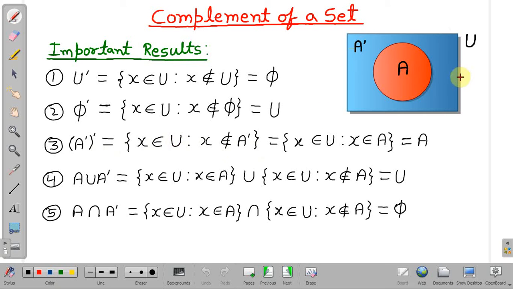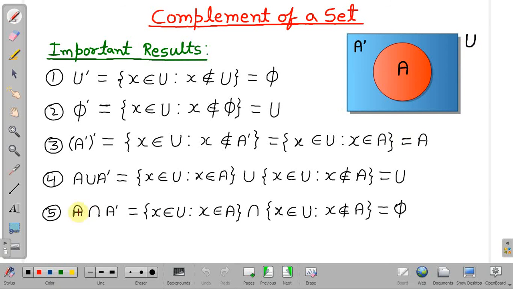So coming to this Venn diagram, X is not an element of A dash means X is not a part of this blue shaded area, but X is an element of the universal set. So universal set minus this blue shaded area will give you the red shaded area, and that is set A. Similarly, A union A complement. You see here, A is your red shaded area and A complement is the blue shaded area. And if we take the union, it will give this whole rectangular box, that is the universal set.